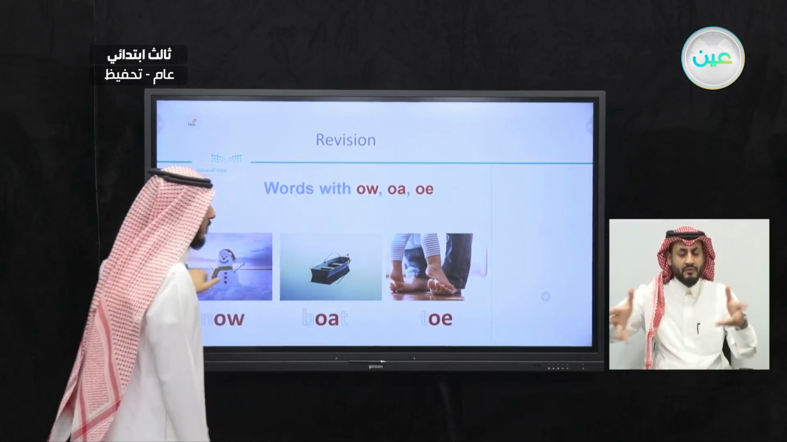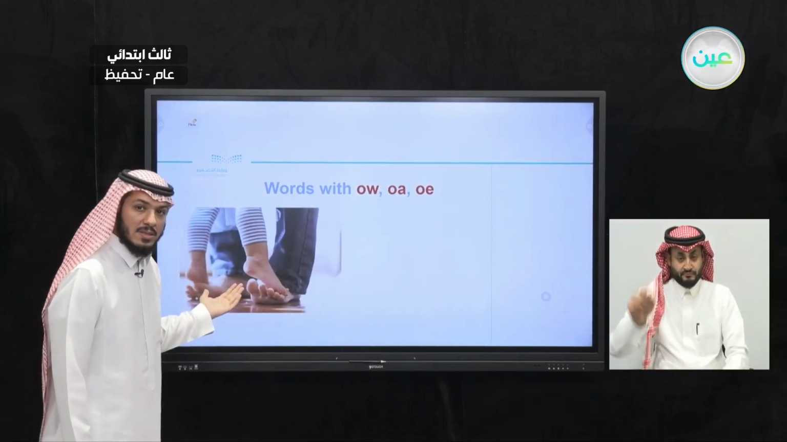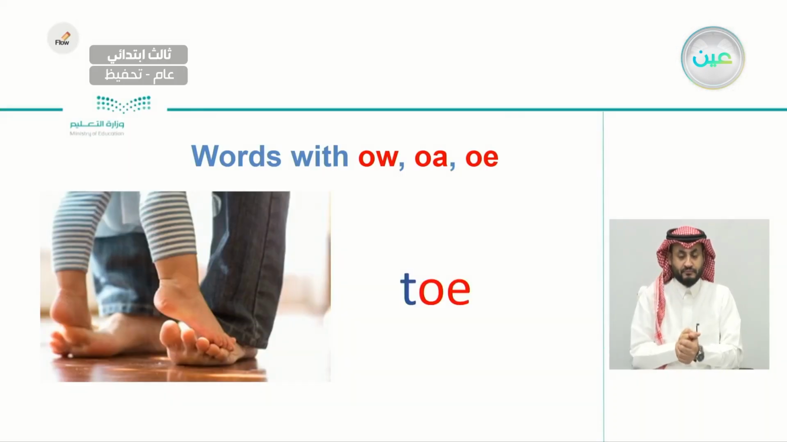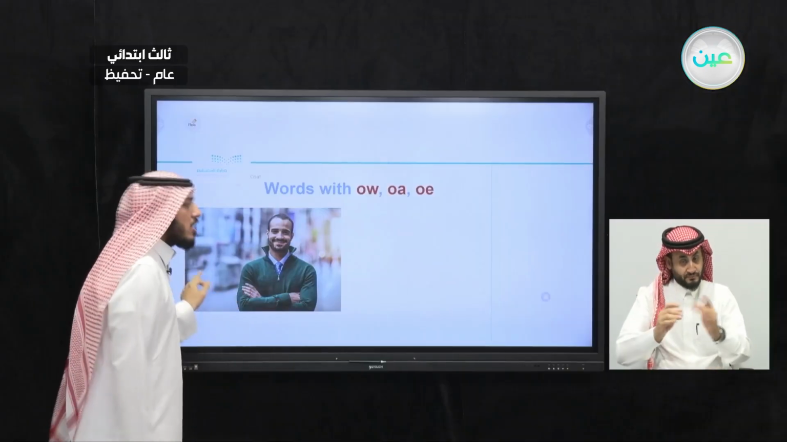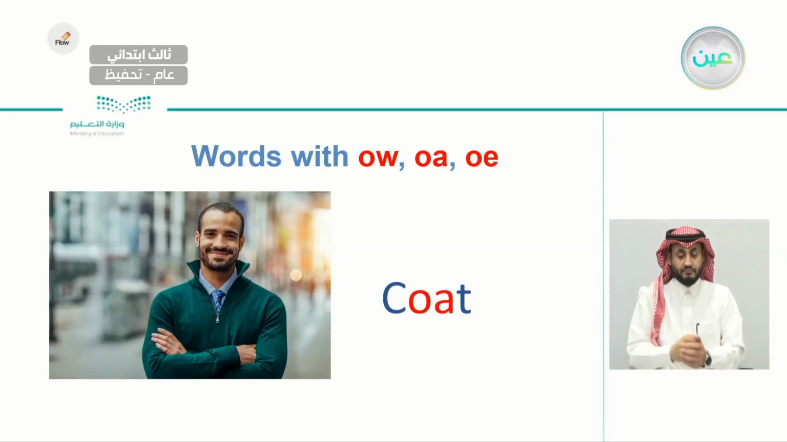Okay, so what is this again? Yes, tell me. This is a toe. Perfect, toe. Look at the O and E. Okay, we pronounce them as O. Okay, what is this? What is he wearing? He's wearing what? Yes, this green one. He's wearing a coat. Perfect, coat. O and A. Okay, so I pronounce them as O, coat.